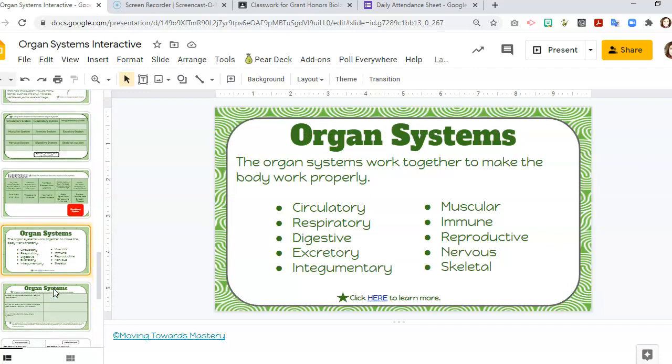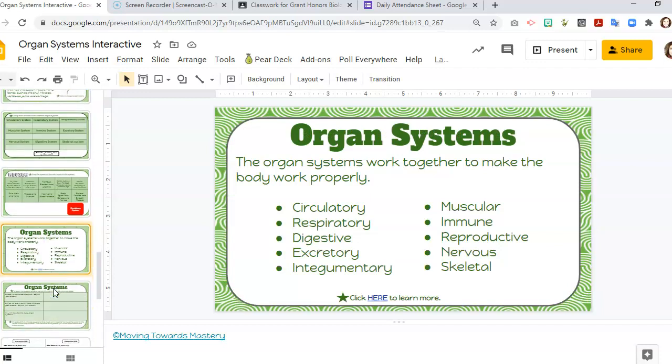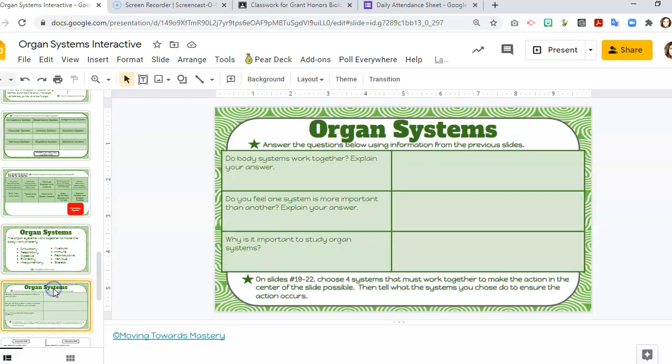All right, so then we know here that the organ systems work together to make the body work properly. And so on slide 18, do body systems work together? You need to explain how they work together. So you can give some examples. The second one, do you feel one system is more important than the other? You just go through and describe which one you think is the most vital of the organ systems. The last one, why is it important to study organ systems?